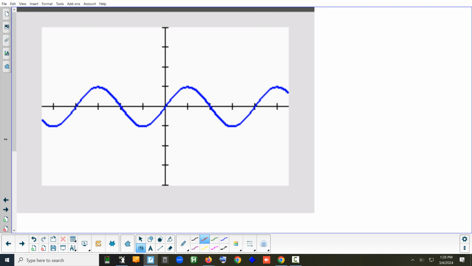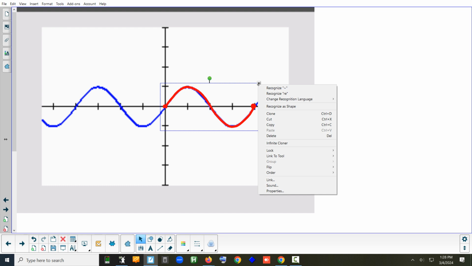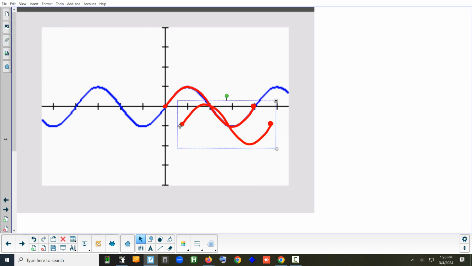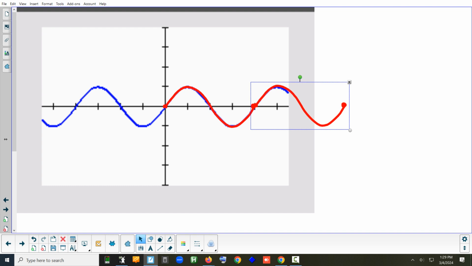I'm going to trace part of the graph. I'm going to start here, trace like this, and end right there. That section that I just traced in red is called one cycle of the graph, or one period of the graph. Basically, that section represents everything that happens. And if you copy and paste it, you could attach it right on the end, and it would show you exactly what the next section of the graph would look like.